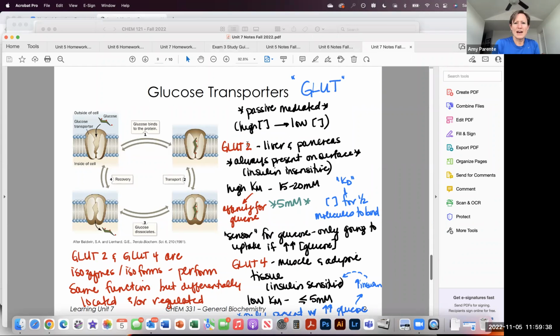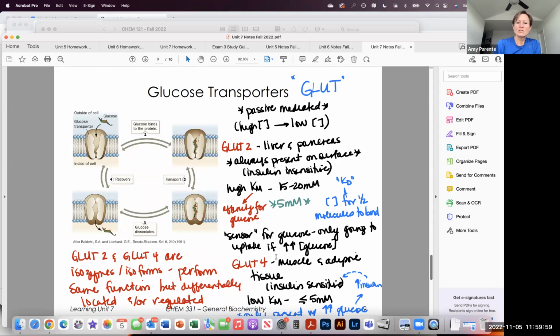Okay, so we've got GLUT2 found in the liver and the pancreas. It's insulin insensitive, so it's always present. It has a high Km value. That means we need to have a higher concentration to have it be doing half of its activity, kind of binding half of its molecules. So it's not going to be pulling in glucose unless we're really high in concentration.